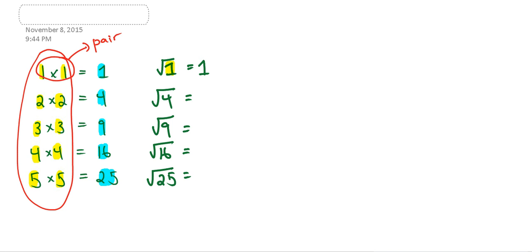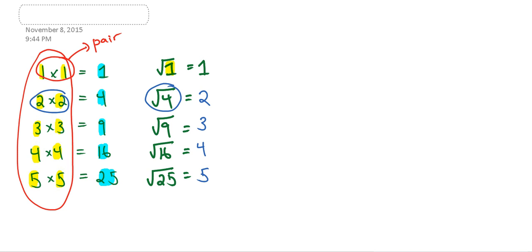When I'm asking you to find the square root of a number, like the square root of 4, basically I'm asking you to find a pair of numbers that are the same. So 2 times 2, those two numbers are the same, and that's a pair, so the square root of 4 is going to be 2. The square root of 9 is going to be 3, the square root of 16 is going to be 4, and the square root of 25 is going to be 5.